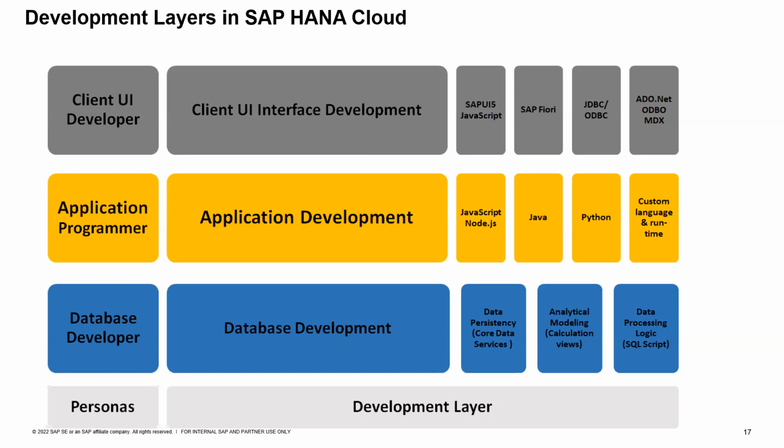Second is the application development, where we define the OData services, Java, Node.js, or Python code, and we need an application programmer for the same. Then third, we have the client UI development. So we define the user interface using SAP UI5 or configure SAP Fiori, and we need a client UI developer for the same.